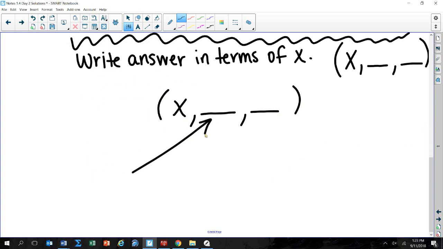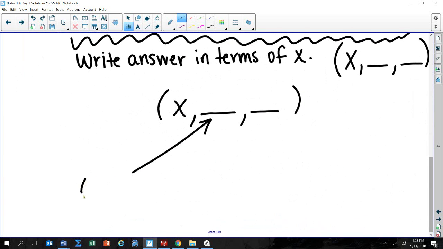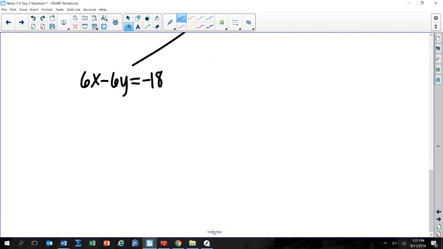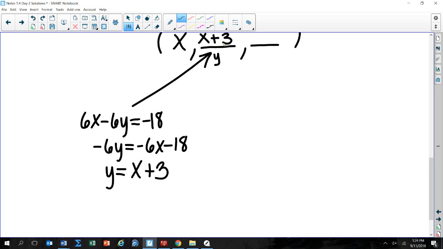How am I going to rewrite y in terms of x? Well, let's go up here. Is there anywhere where we see a y? Yeah. Here's two equations with a y in it and an x in it. So I'm just going to pick one. Let's do this one, E. 6x minus 6y equals negative 18. I want to know what y equals in terms of x. So how am I going to get that? Well, I need to get y by itself. I'm going to subtract 6x on both sides. And then I'm going to divide everything by negative 6. Negative 6y divided by negative 6 is just y. Negative 6x divided by negative 6 is x. Negative 18 divided by negative 6 would be a positive 3, right? So see how we just rewrote y in terms of x? Y is going to be x plus 3.